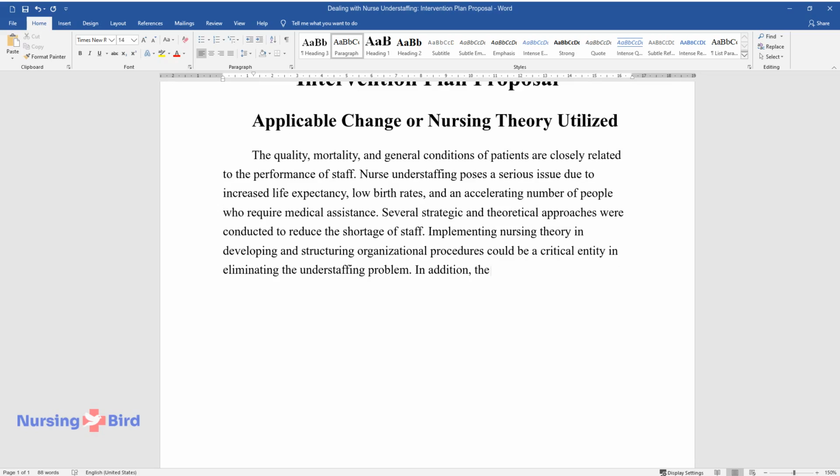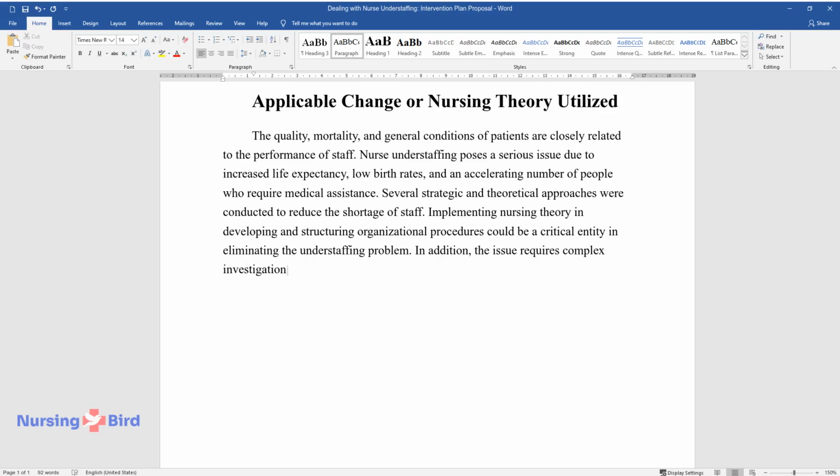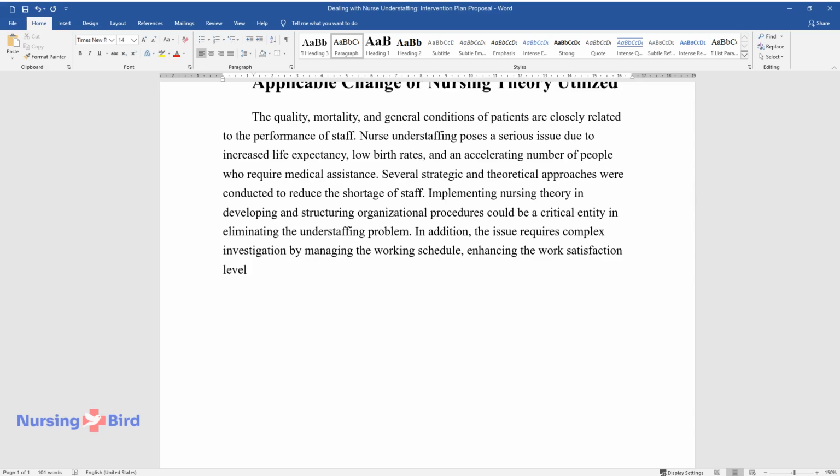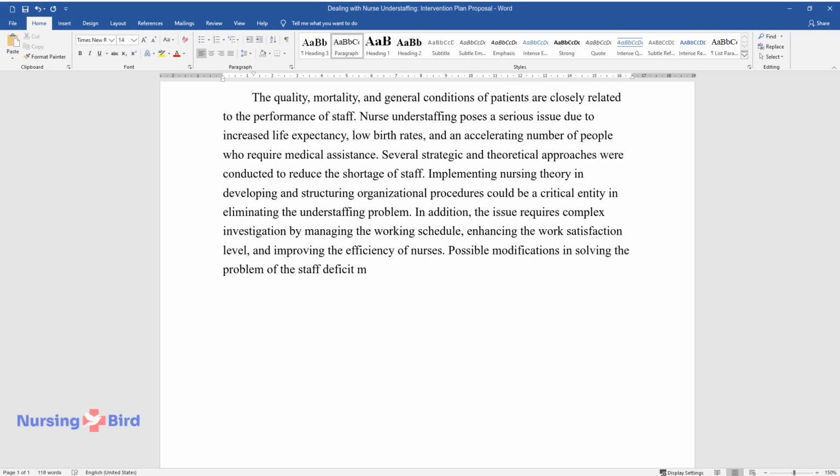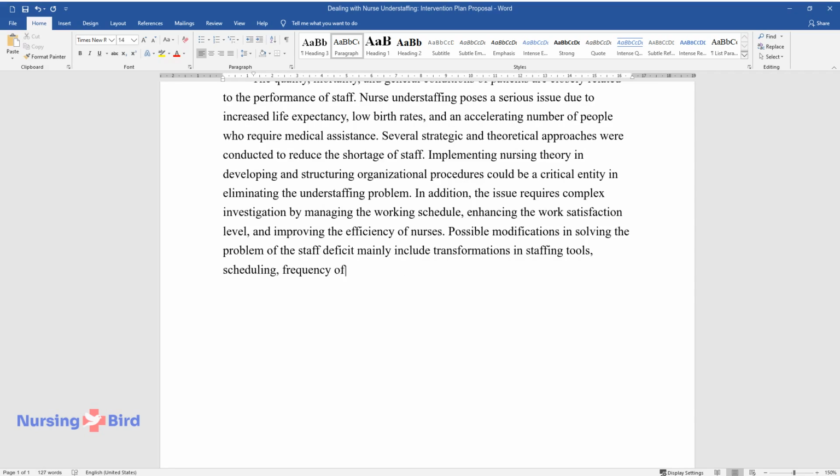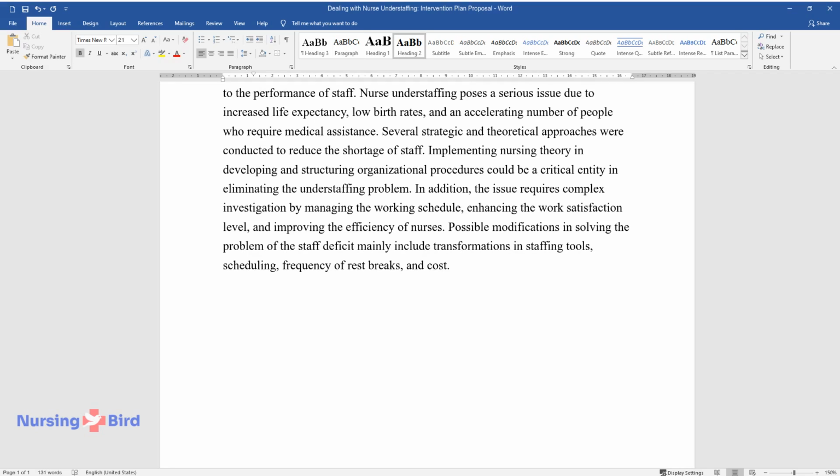In addition, the issue requires complex investigation by managing the working schedule, enhancing the work satisfaction level, and improving the efficiency of nurses. Possible modifications in solving the problem of the staff deficit mainly include transformations in staffing tools, scheduling, frequency of rest breaks, and cost.